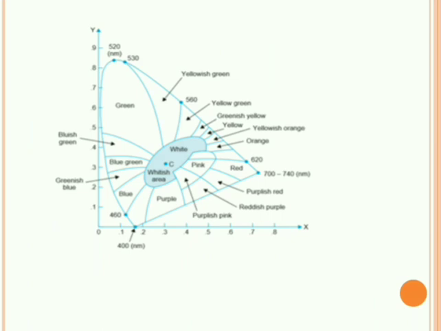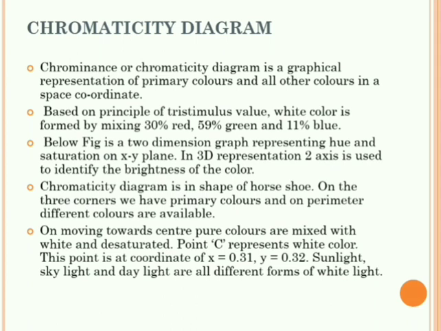This is the figure, that is nothing but the chromaticity diagram. In that figure, a two-dimensional graph representation is done, with hue and saturation on the x and y plane. We will see in detail what hue and saturation are. There are different terms: luminance, that is nothing but the brightness, hue, that is tint, and saturation. We will see these terms. First let us see what actually the chromaticity diagram is. It is the graphical representation, a two-dimensional graph representing hue and saturation on the xy plane.